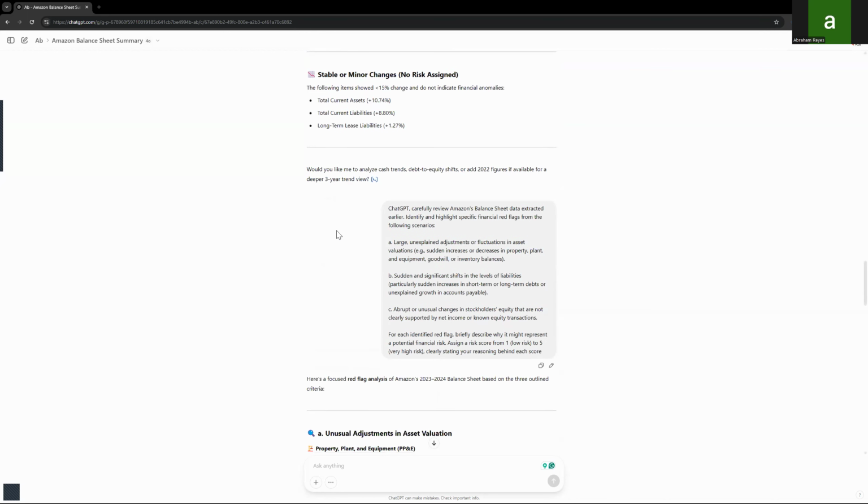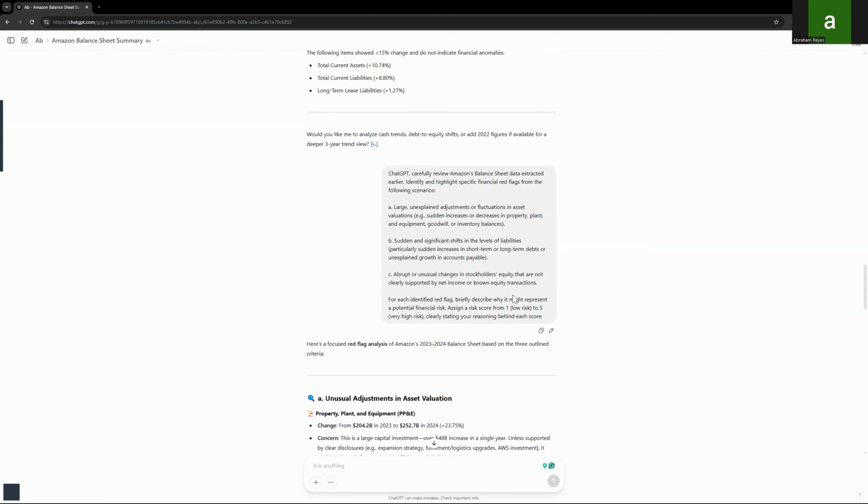ChatGPT, carefully review Amazon's balance sheet data extracted earlier. Identify and highlight specific financial red flags from the following scenarios. A, large unexplained adjustments or fluctuations in asset valuations, sudden increases or decreases in property, plant, and equipment, goodwill, or inventory balances. B, sudden or significant shifts in the levels of liabilities, particularly sudden increases in short-term or long-term debts, or unexplained growth in accounts payable.